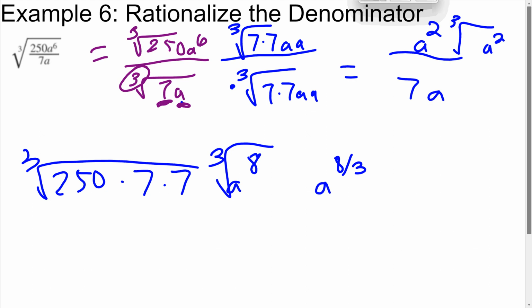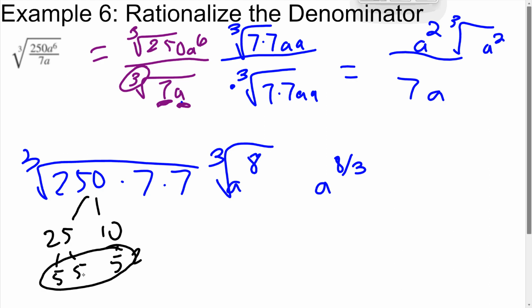Okay, so now I need to break down the number in front, the coefficient, right? So 250, the 7's already broken down, 7 and 7, so 250 is 25 and 10, right? 5 and 5, and then 5 and 2, so we have a group of 3 5s, so that's 1 5 I get to pull out. And this 2 7s and a 2 do not have any groups of 3, right? So I just multiply them together. So 7 times 7 is 49, 49 times 2 is 98. So 98 would go on the inside.